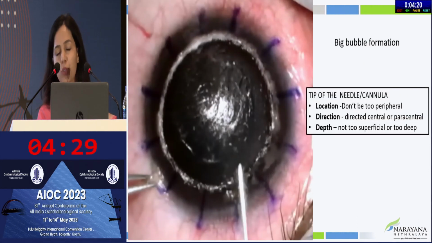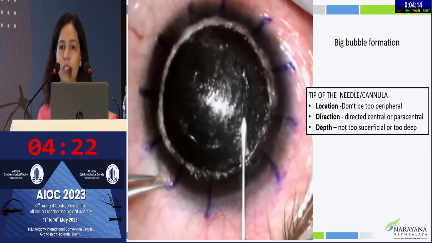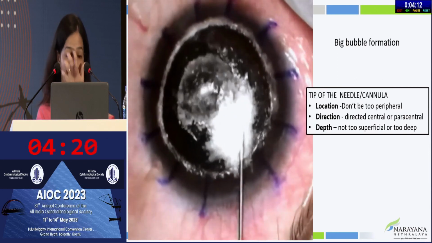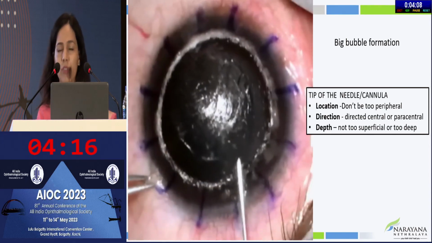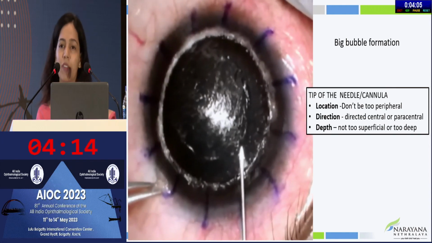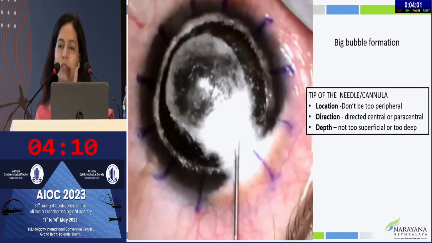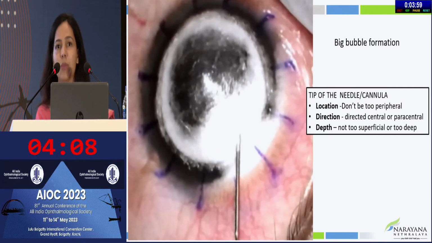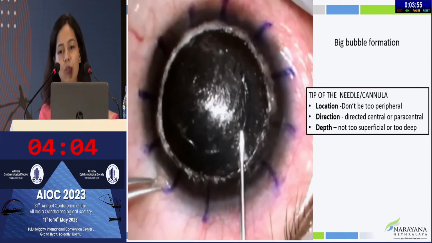So coming to a few videos about the big bubble itself, a few things that we need to keep in mind when we are injecting for the big bubble is the needle. Initially we are very scared of perforating, so you tend to be very peripheral or very superficial. You have to aim for, maybe not exact center, but at least mid-periphery. Don't be too peripheral, and the direction is central or paracentral.